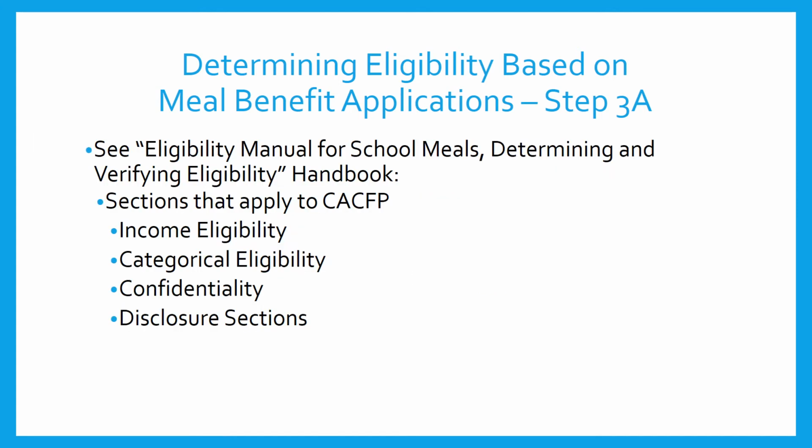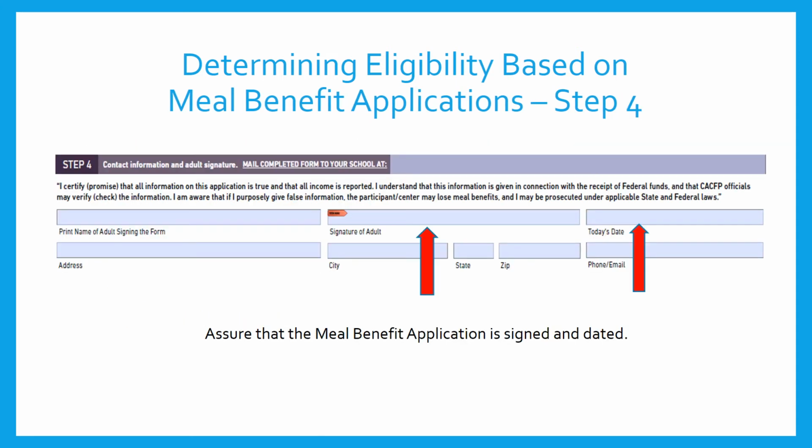When determining the eligibility of participants, sponsors can refer to the Eligibility for School Meals Determining and Verifying Eligibility Handbook. This handbook is updated and released on a regular basis, so check the RIDE or USDA website for the most current version. The sections that are listed above are the sections that apply to the CACFP. You will be able to find further examples of what to accept as a form of income, determining household composition, etc. The last step to be completed by the household is Step 4.